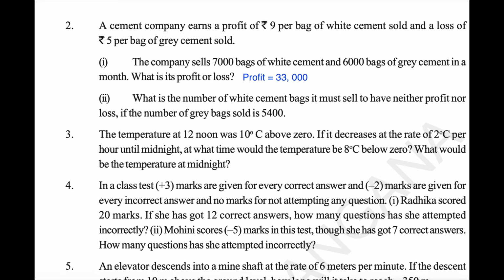If the number of grey bags sold is 5,400, then that must amount to 27,000 rupees loss. So 27,000 upon 9 is nothing but 3,000. So they must sell 3,000 white cement bags.